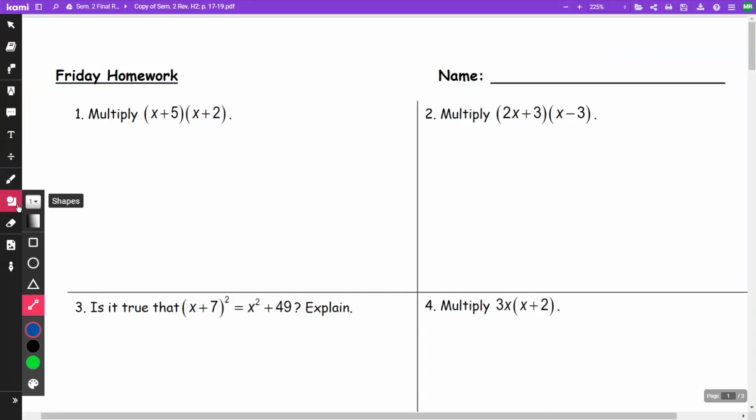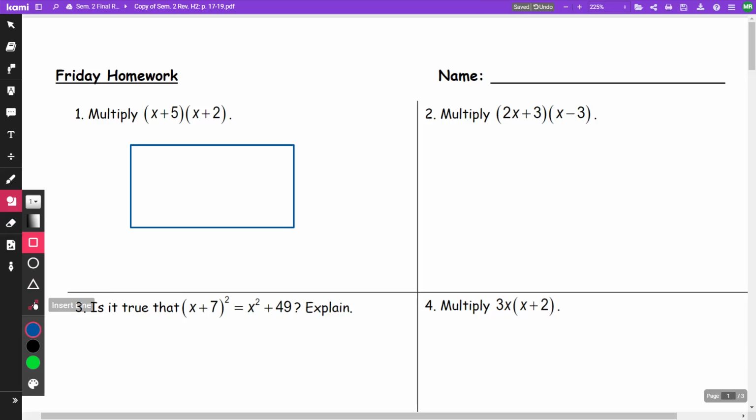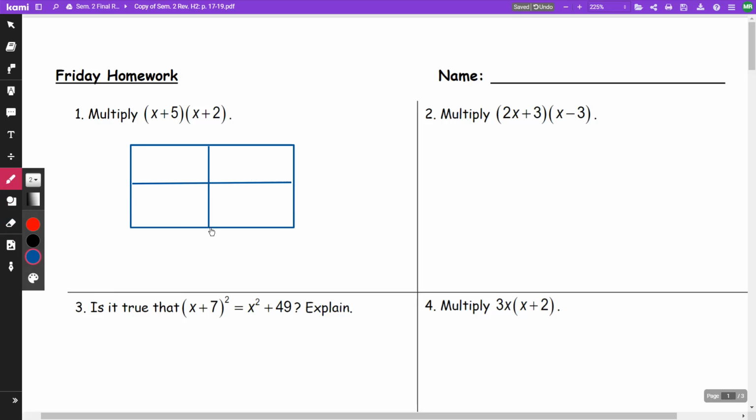So what we're going to do is an area model. I'm going to make a box, a rectangle. Because there are two terms here, I am going to have a 2 by 2. So let me just get a 2 by 2 drawn. And so in this case, I'm going to be multiplying out an x plus 5 with an x plus 2.